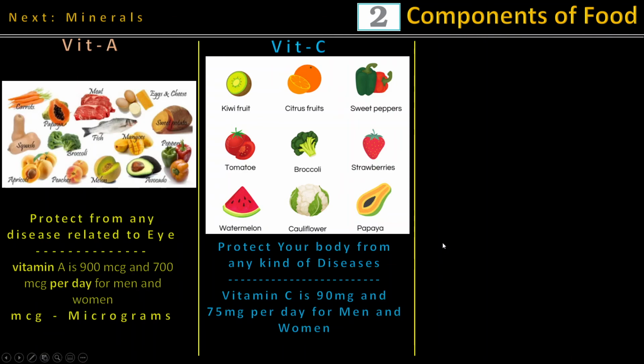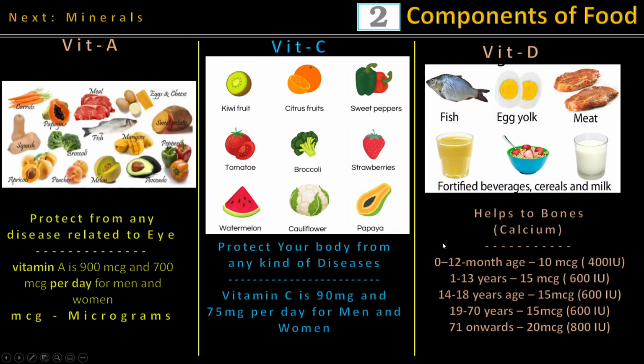Now next goes to vitamin D. What is vitamin D? Vitamin D, as I told, is very much required for our body. It has sources from plants as well as animal products: fish, egg, and meat. And if you eat fortified beverages, cereals and milk, a few are from plants, a few are from animal products.